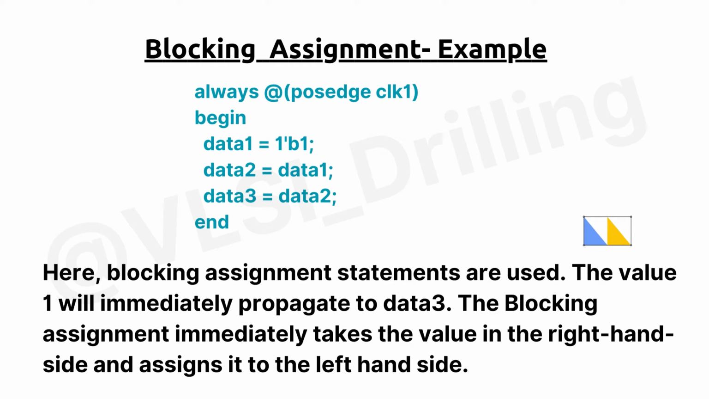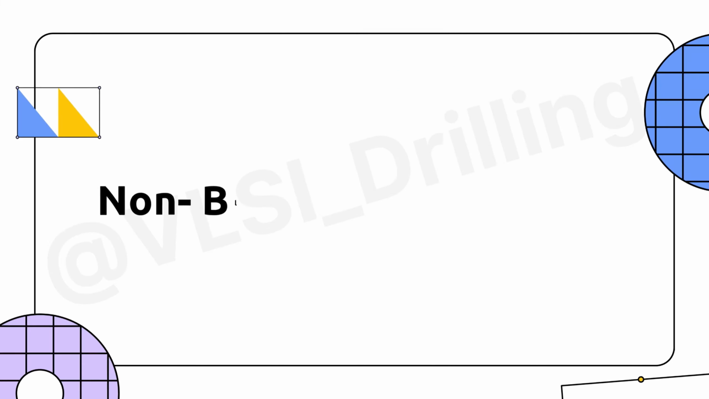Then in the second line, data1 is assigned to data2, which is the value 1. And in the third line, data2 is assigned to data3, that is also equal to 1. So the blocking assignment immediately takes the value in the right hand side and assigns it to left hand side. The value 1 immediately propagates to data3.